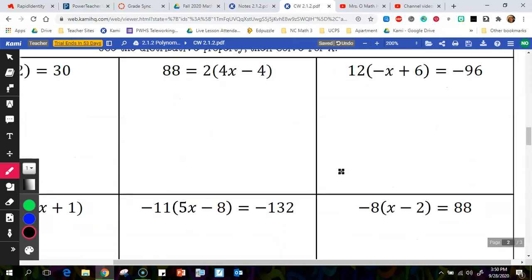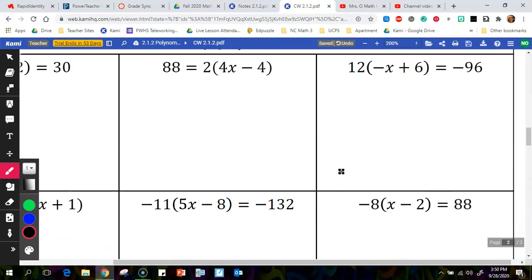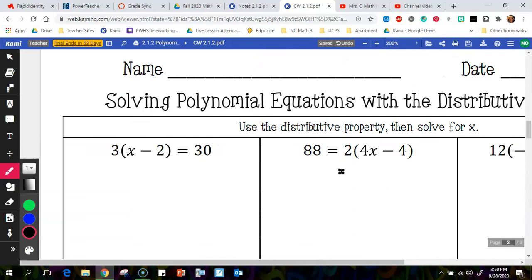All right, next section, and let's see, how many more do we have? We got 3 more sections, and we'll try to go through these fast. Okay, distributive property. This is solving polynomial equations with distributive property. So I have to distribute these numbers in before I can start solving. So this is 3 times x, 3 times negative 2, which is negative 6, equals 30.